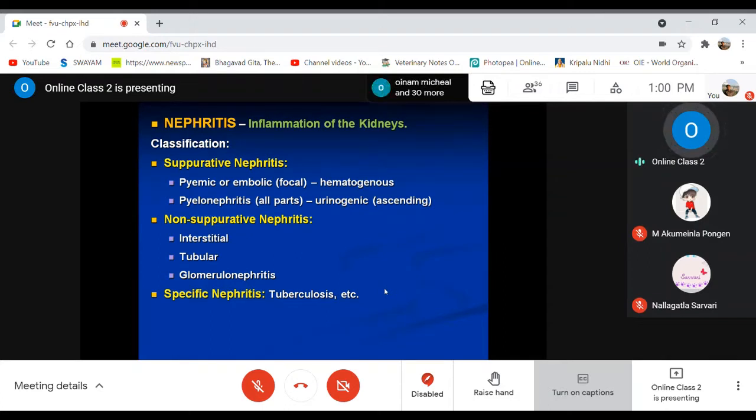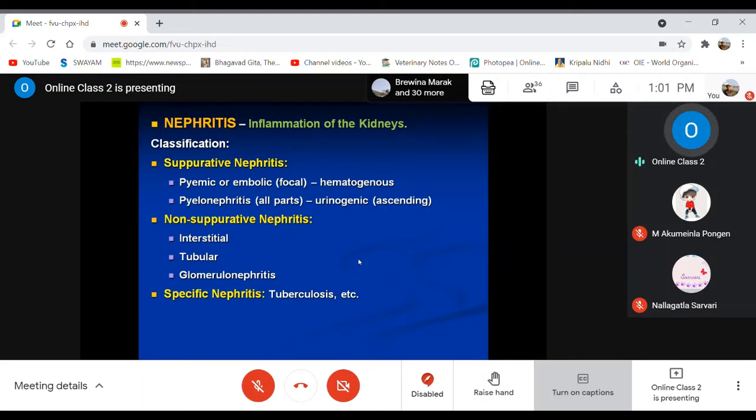So last time we started to discuss the pathology of the urinary system, right? Today I'm taking up the inflammation of the kidneys, called nephritis. Nephritis, inflammation of the kidneys, can be classified into three types: suppurative nephritis, non-suppurative nephritis, and specific nephritis.